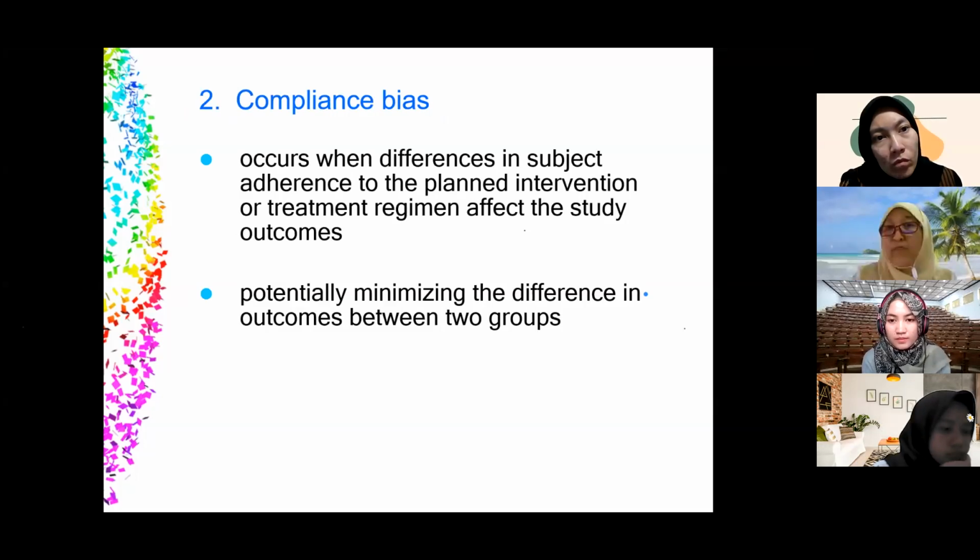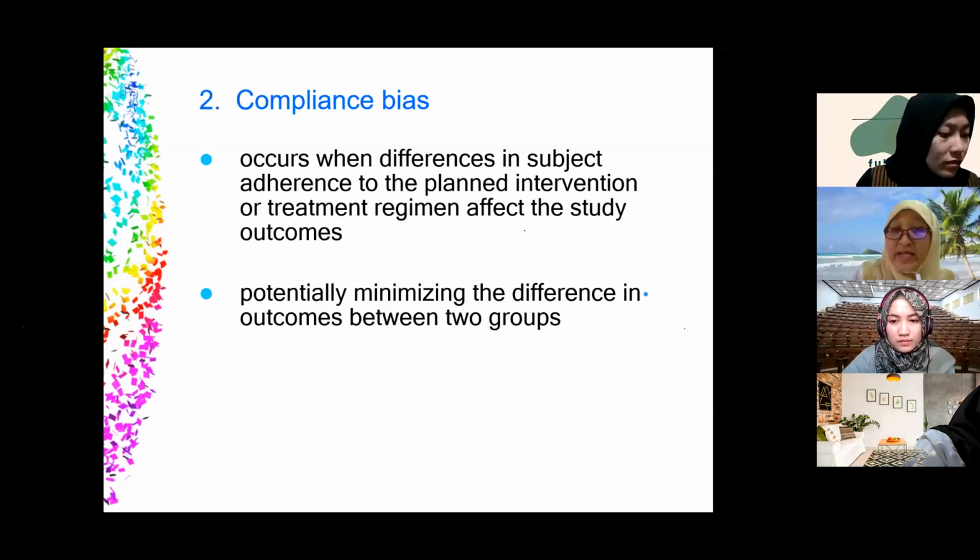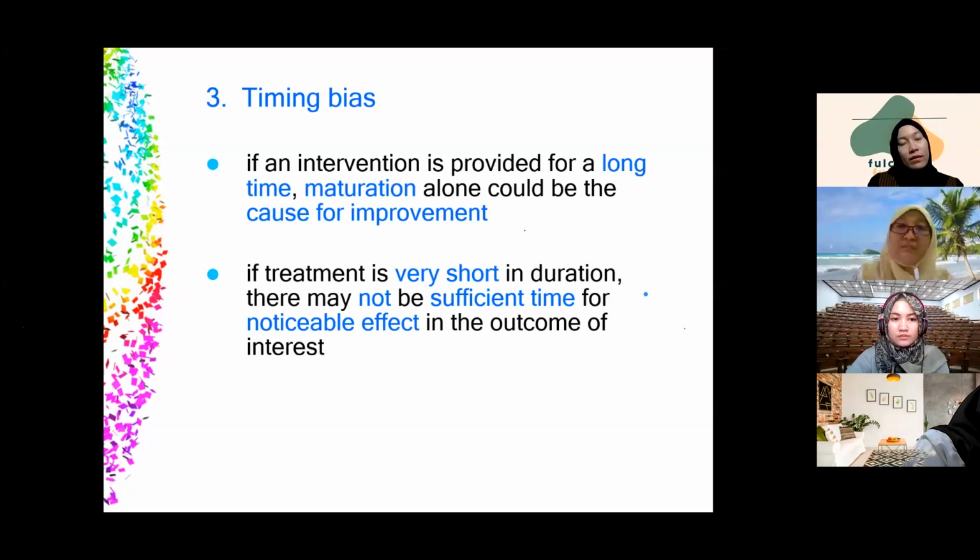So at least they mention, so we know that is their limitation, and when we read and interpret the result, we interpret with caution. Compliance bias maknanya compliance of the patient differ antara control dengan treatment group. Ya, bila compliance-nya differ, katakan yang control group lebih compliant, of course dia akan minimize the difference in the outcome between two group.